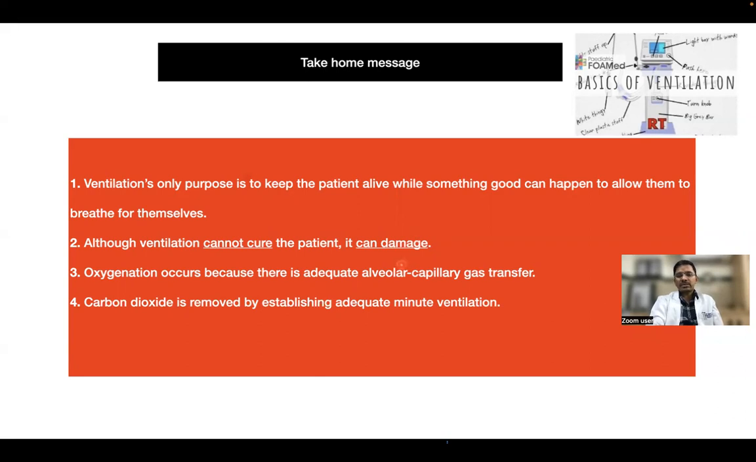Oxygenation generally happens because of adequate alveolar and capillary gas exchange. So we have to understand the cardiopulmonary physiology to get better oxygenation. Ventilation alone is not going to help oxygenation. Carbon dioxide is removed by establishing adequate minute ventilation as well as perfusion.